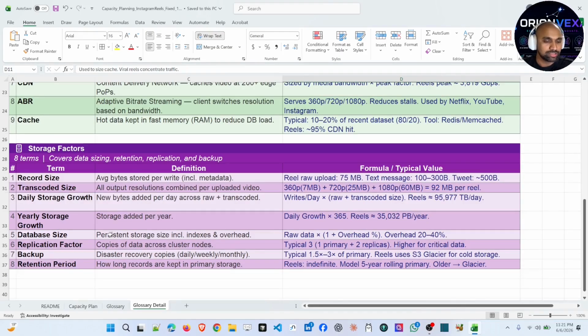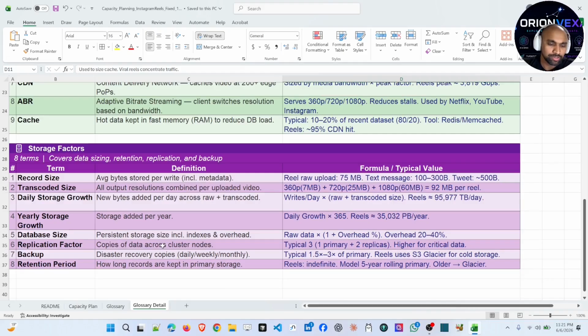And database size, the persistent storage, including the index overhead and all. That means if I want to store 100 MB of data, I need to consider around 30 to 40% overhead, because along with the data, I need to save the metadata, index, write ahead log and other factors. So we need to consider that 40% overhead. That is raw data times 1 plus overhead percentage, with overhead percentage of 20 to 40 percent.